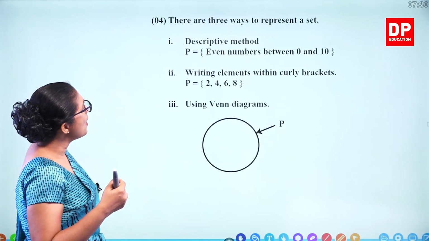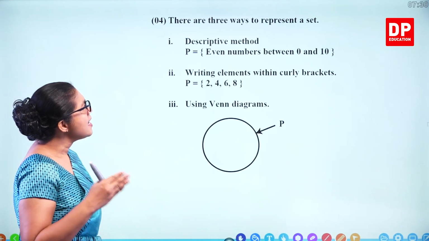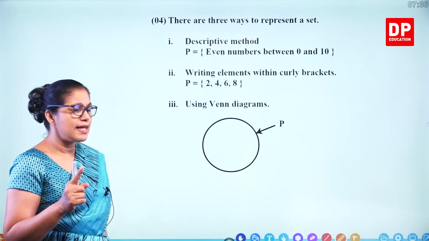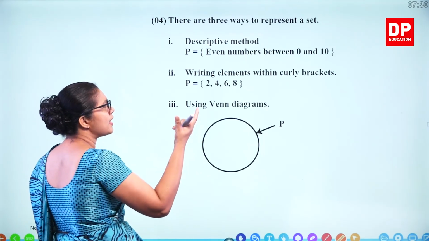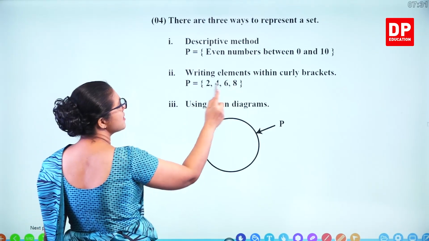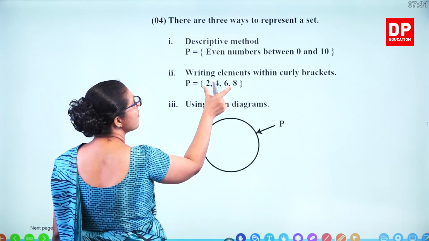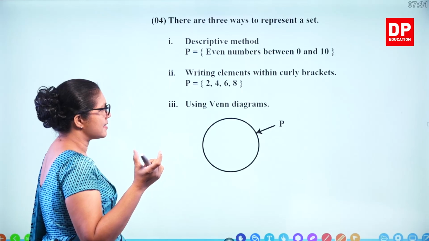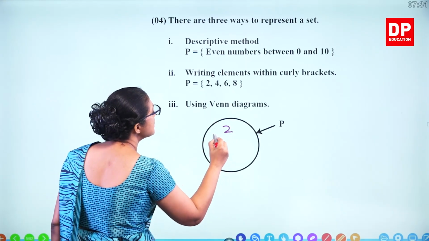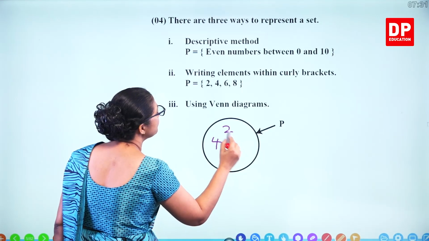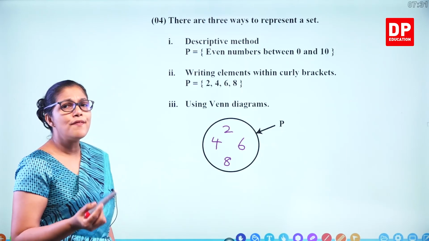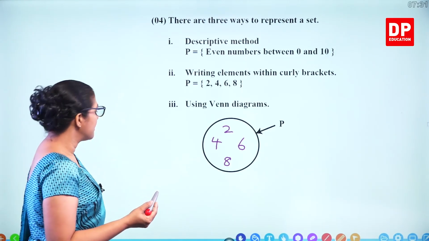Now take a look at this one. P is the even numbers between 0 and 10. Between 0 and 10 means 0 and 10 both are not included. So what are the even numbers? 2, 4, 6, 8. So these are the elements. So we can write elements inside curly brackets. If it's a Venn diagram, what do we do? We write these elements inside the closed figure. So 2, 4, 6, 8. So that's another way of representing sets.